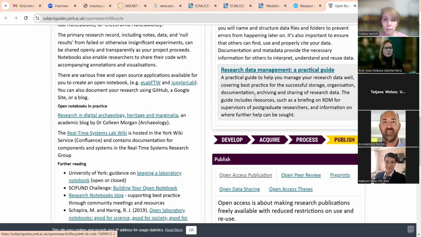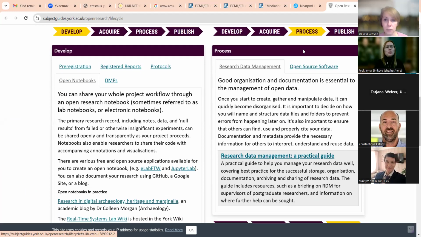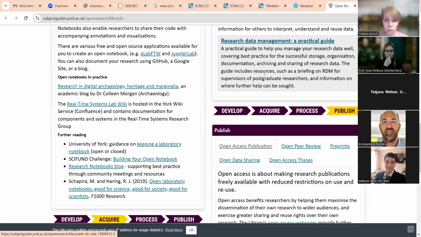Okay. The next step is process. When you process your data, you perform data analysis. Here you can find necessary open science practices such as data management and open source software, which help you to calculate, to design graphs, visuals, and something like that. We'll also discuss it later.